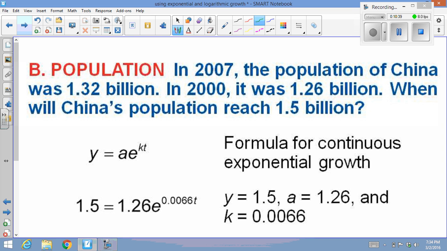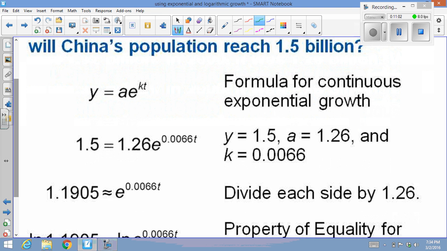So now it asks, when will the population reach 1.5 billion? So 1.5 billion was the population, so that tells me I'm going to put that in for y, or f of x. If I put 1.5 in, now I know that my k value was 0.0066. Remember, we're going to put it in as a decimal. I have to solve for t this time. So again, I'm going to get the e by itself first, so I'm going to divide both sides by 1.26. And again, you want to wait till the very end to do the division. So I have 1.5 divided by 1.26.